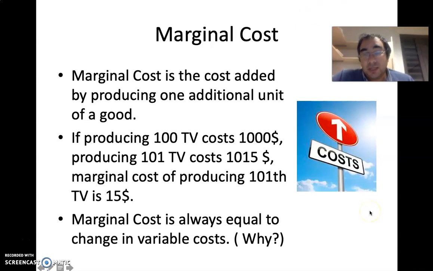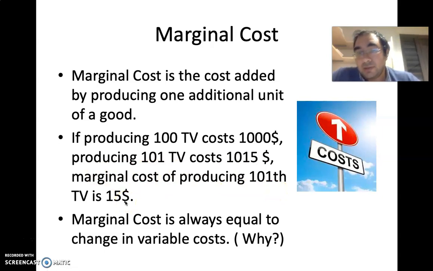It is the cost that is added for the company when you increase the production level by 1 unit. So if instead of producing 100 TVs, you produce 101 TVs, and if producing 100 TVs costs $1,000 and producing 101 TVs costs $1,015, in that case, the marginal cost of producing the 101st TV is $15.